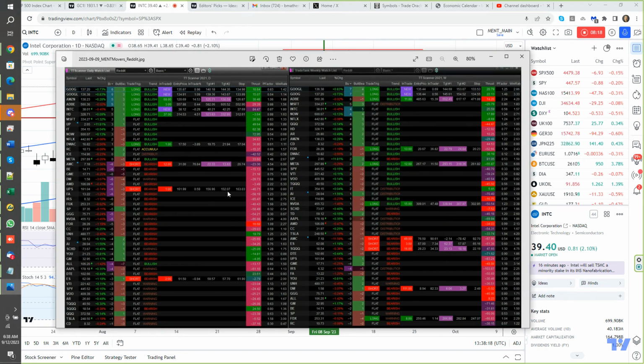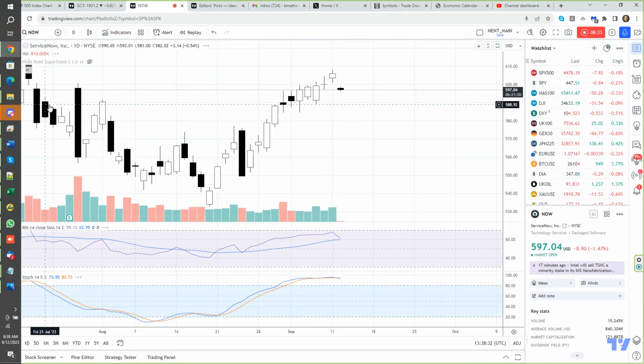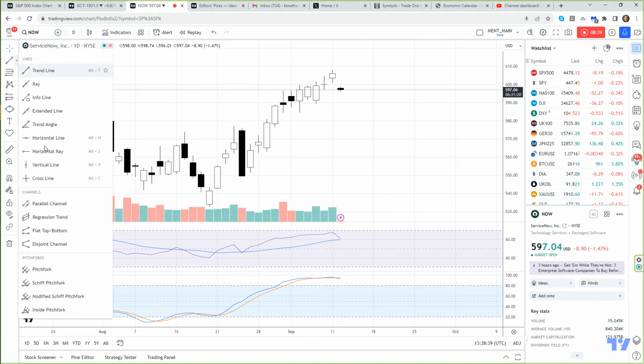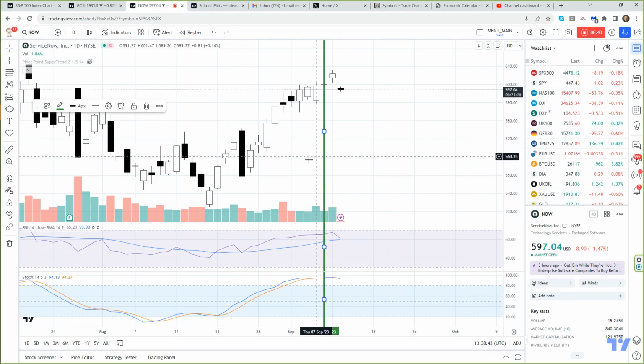So we'll come in here and NOW has got a weekly trigger. NOW is flat over here. So we'll take a look at NOW. This is, again, a longer term weekly trigger. The trigger occurred on the 9th. So get rid of this. Try to get a vertical bar. And there's our trigger date.